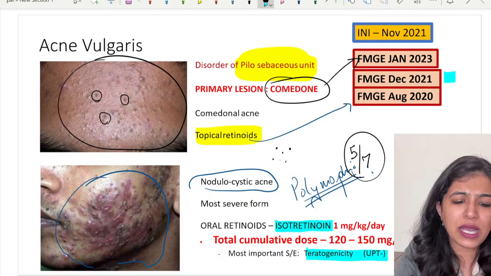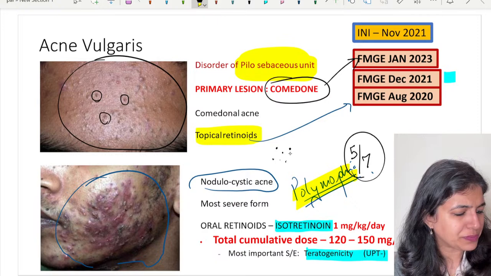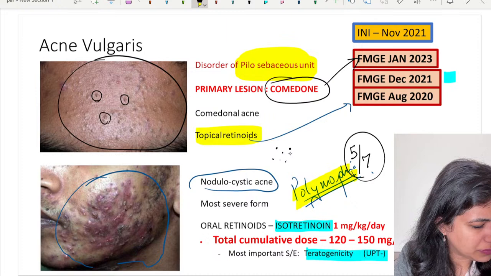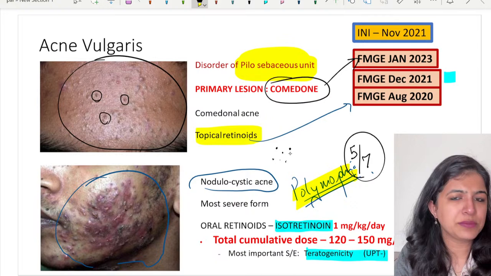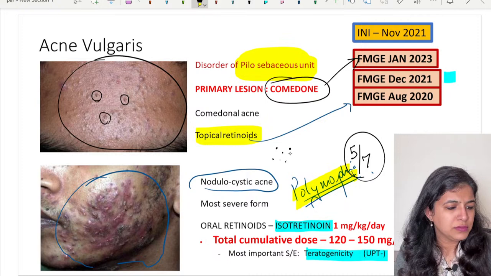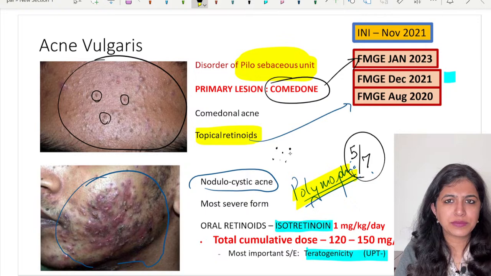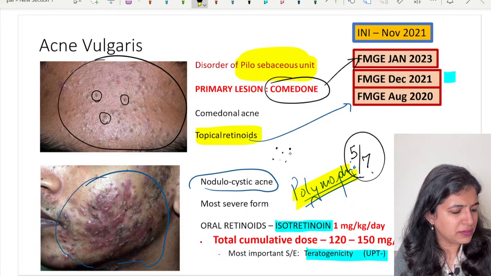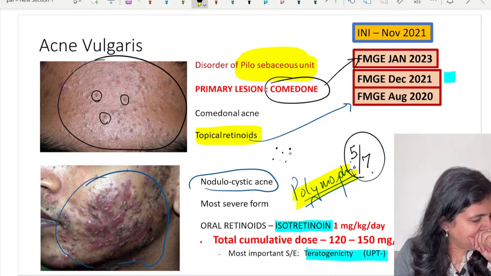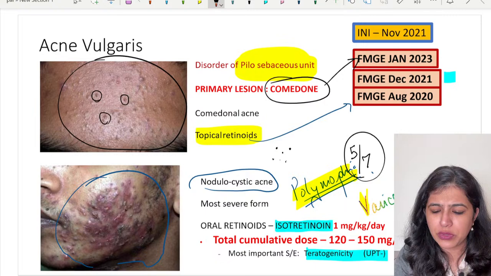Can you tell me which other disease has polymorphic lesions? I said acne has polymorphic lesions. Which other disease has polymorphic lesions after acne? Who can tell me? Very good, Vaseem. Varicella. Yes, another disease which has polymorphic lesions is varicella. This was your question in a 2020 exam. Patient with fever and polymorphic lesions, the answer was varicella.